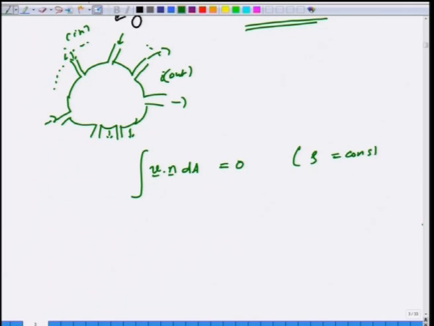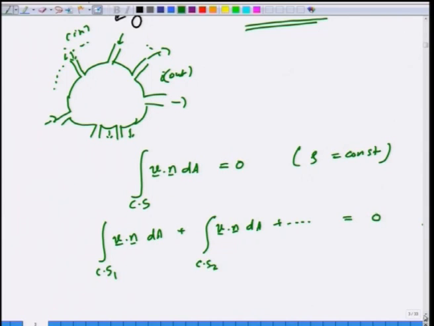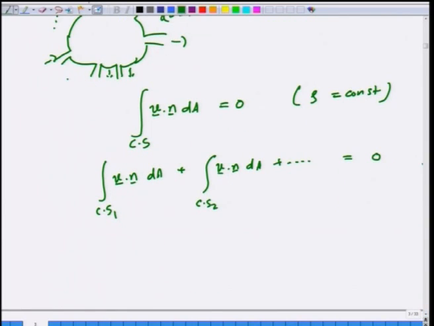Rho is constant. Now, the control surface is split into various control surfaces, CS1 plus CS2 plus so on is 0, because there are typically a countable number of inputs and outputs in generally any realistic problem in fluid mechanics. In such a case you can write like this.